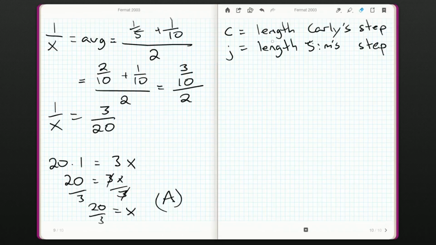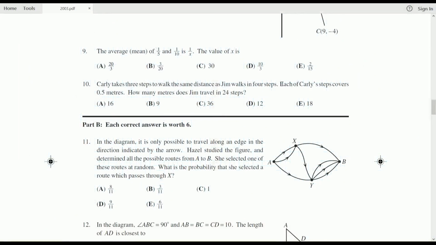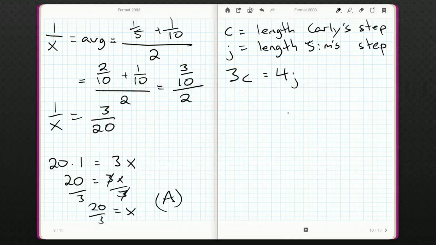Okay, so we're told that 3 of Carly's steps, so 3C, is equal to 4 of Jim's steps, so that's equal to 4J. They walk the same distance. Now we know Carly's C is 0.5 meters. They tell us that right here. And ultimately what we want to do is find 24 of Jim's steps.